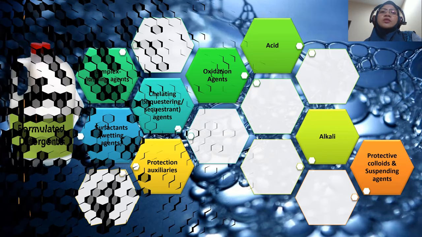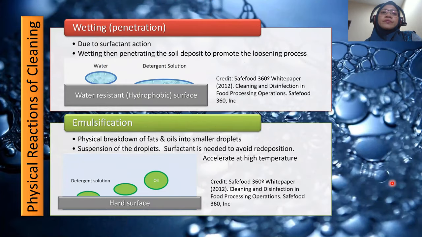Now, let's look at the physical reactions of the detergent. Wetting or penetration: this action is caused by surfactant action. Water alone is unable to wet sufficiently the water resistant surface or hydrophobic surface. While when there is a surfactant inside the detergent solution, it can wet the surface, due to its chemical structure, which has different charge at each end. I will explain the mechanism of the surfactant later.